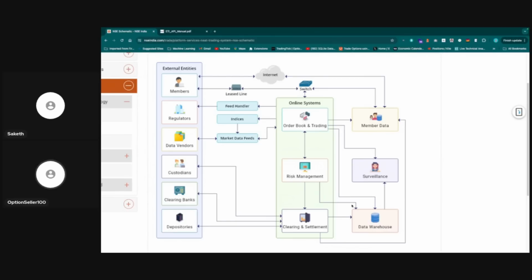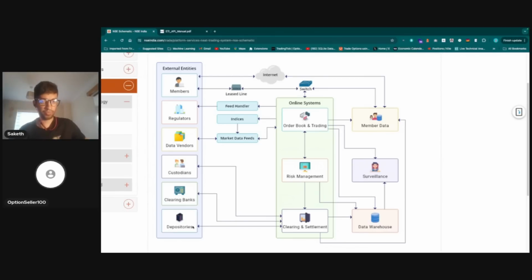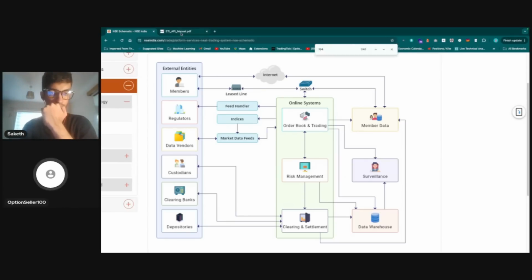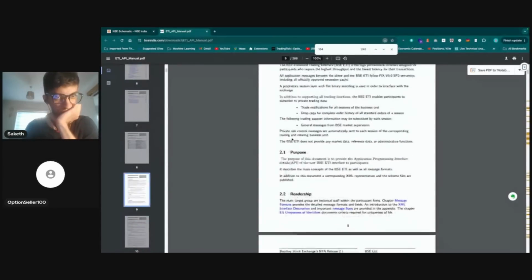So pretty much all the transactions that are happening here will go and sit here, mainly for historical purposes. This is a very high level architecture. For today's discussion, this particular part is very important: the member leased line and then the firewall or switch. Now I will go to BSE.